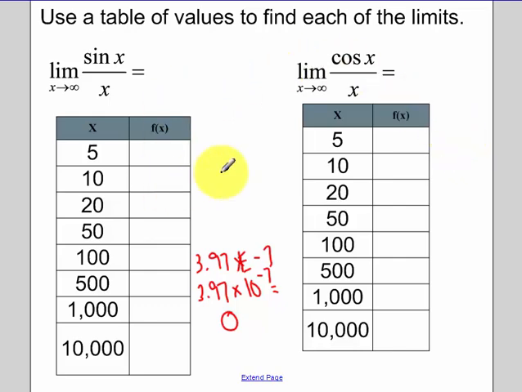Okay, hopefully you filled in those tables of values. Again, I'm going to be looking for those in your notes. Hopefully you realize that both of these limits go to 0.